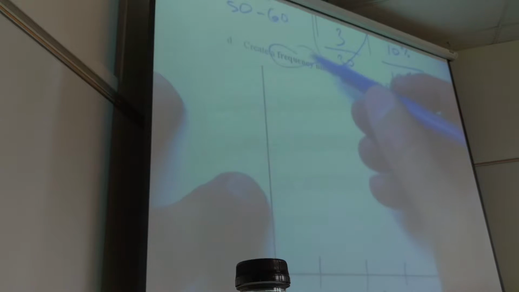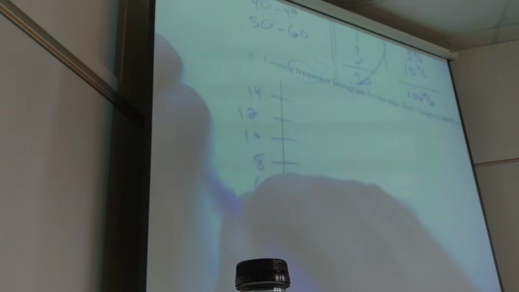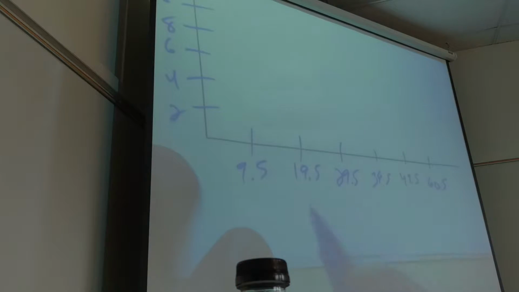Look for what I asked for. So it's going to be like 2, 4, 6, 8, 10, 12, 14. What do I put down here?